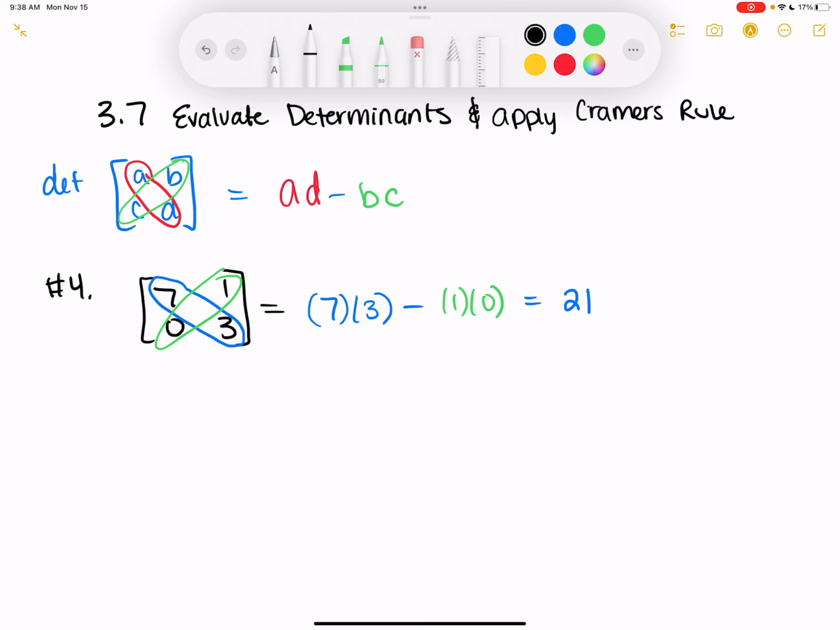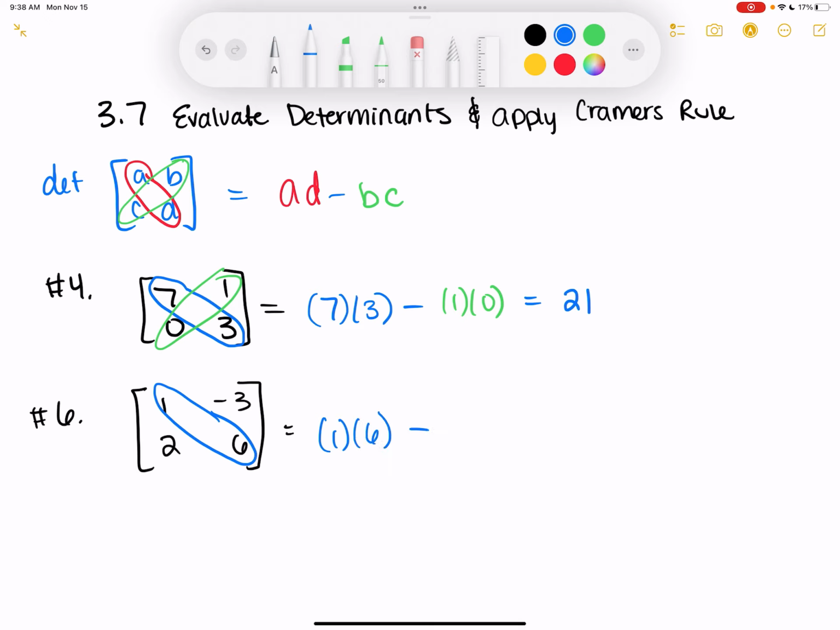Let's see, number 6. 1, negative 3, 2, 6. So we got 1 times 6 minus 2 times negative 3, so that's 6 minus a negative, so plus 6, so that's equal to 12.